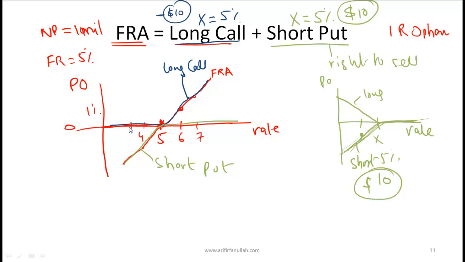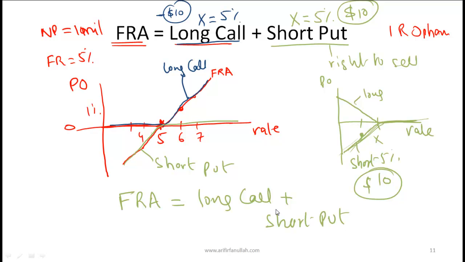And if you add the blue line, which represents the long call, and the green line which represents the short put, then we have essentially the same payoff as a forward rate agreement. And for emphasis, I am going to write this again. So our forward rate agreement is equal to the long call plus the short put.